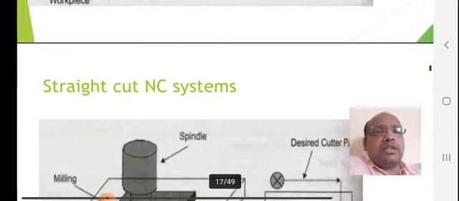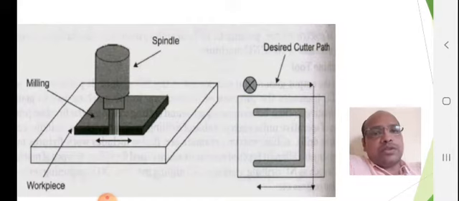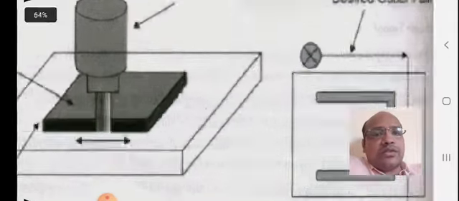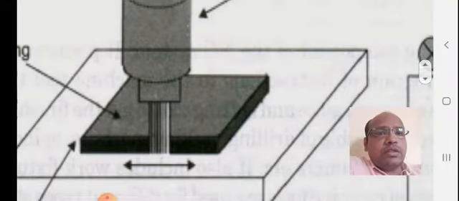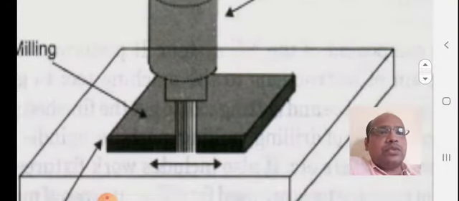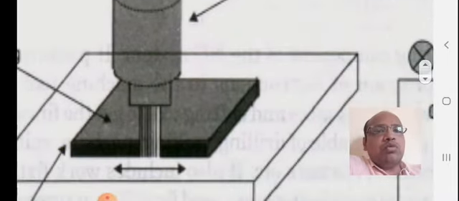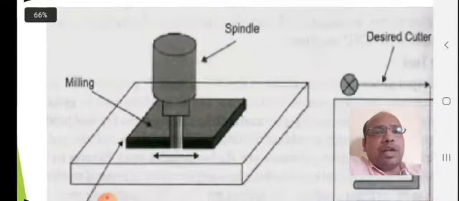Now let us see a straight cut NC system. Straight cut NC system is mostly used for milling operations. You can see this figure. In this figure, this is a milling tool, and there is a workpiece which is to be milled, and this spindle moves along the surface of the workpiece, and you can mill the component.